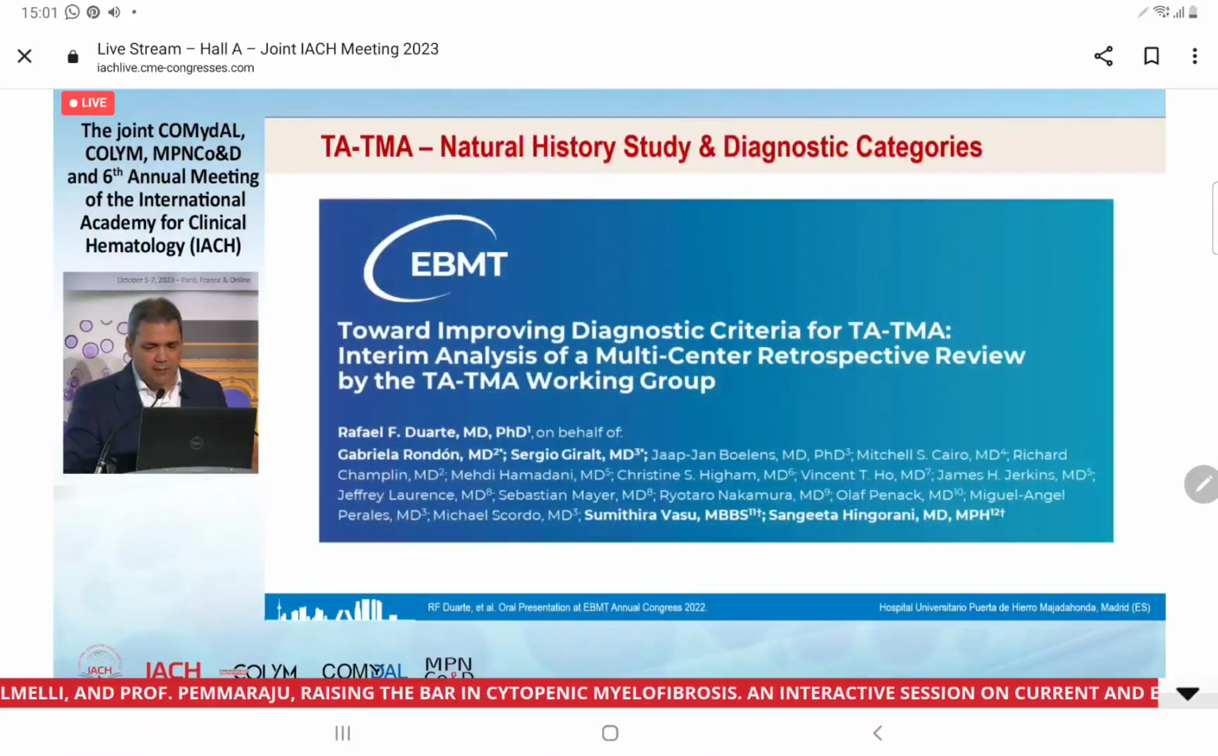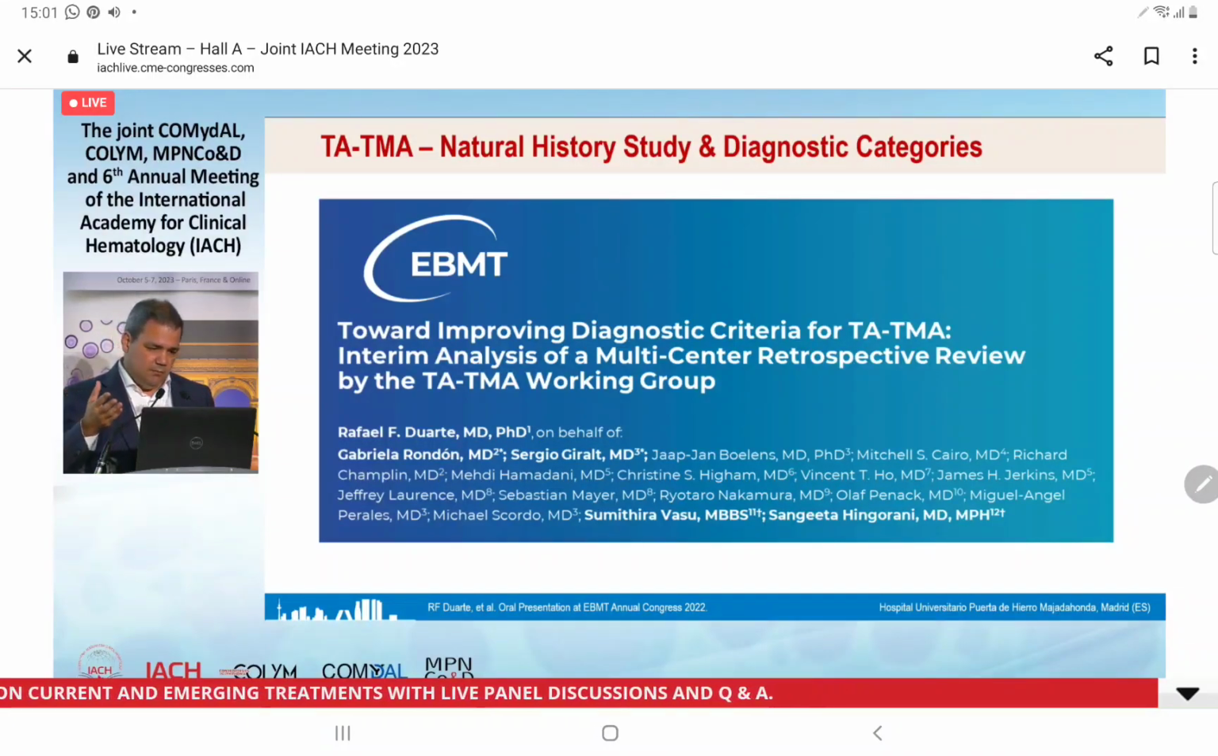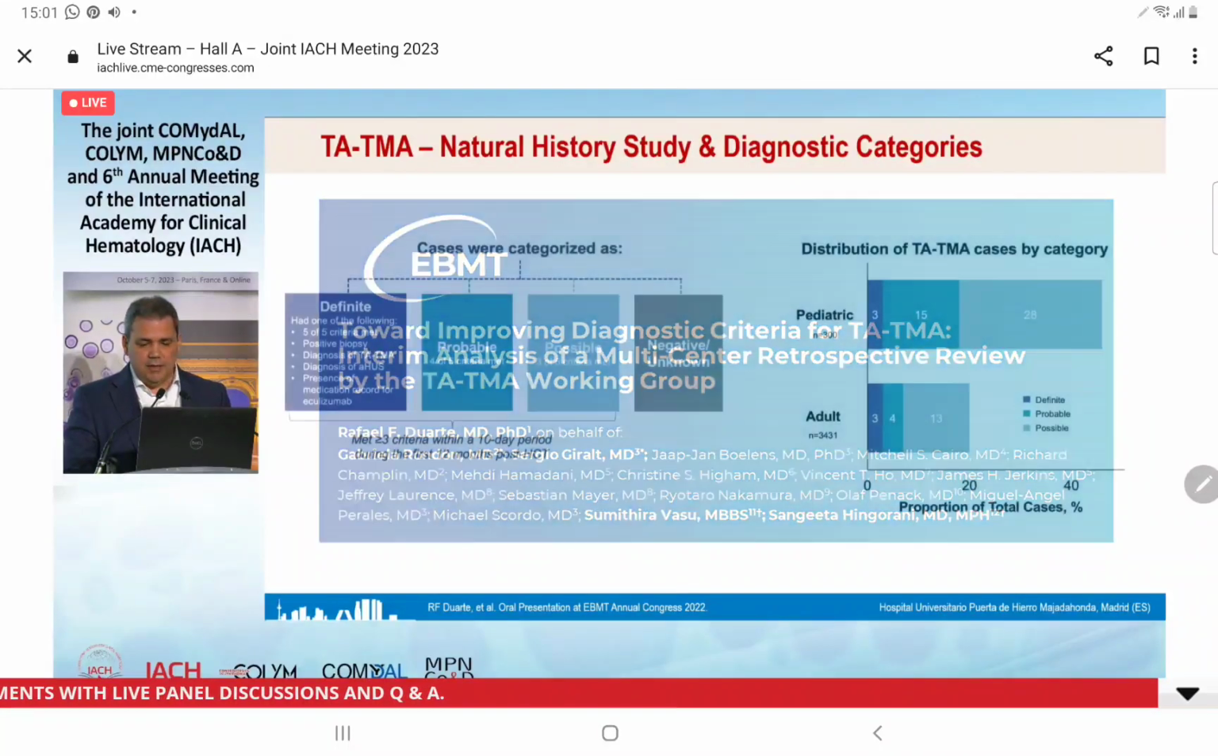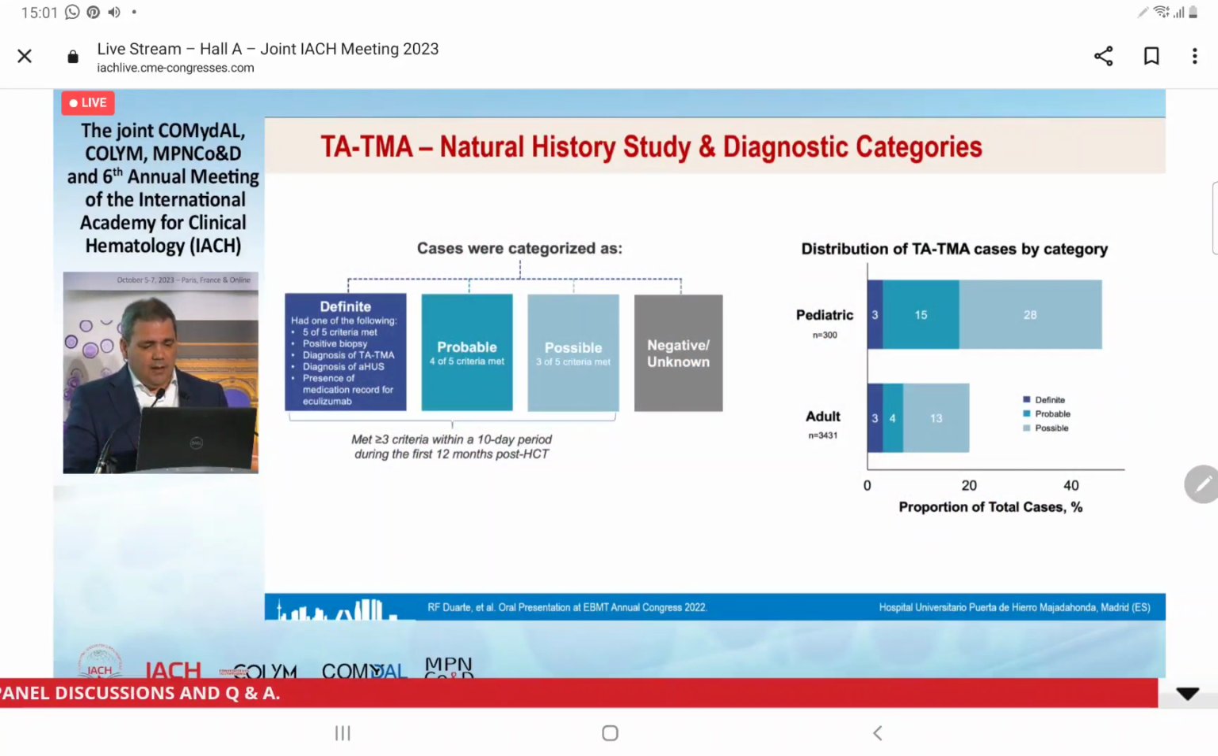So I'm sure we're going to carry on having more studies like that. This is our own study with Sergio Giralt, with Sumi Vasu, with Vincent Ho, with Gabi Rondon, with many people with an interest in the field, looking into improving TMA criteria, that we presented at last year's CBMT, looking into a natural history study with a classification of what we thought, similar to Mohammad's view, that we need to, at least in very severe complications with uncertainty about diagnosis, give a proven versus probable option.